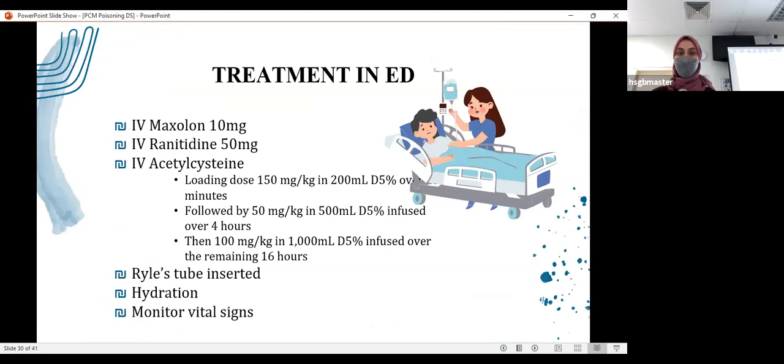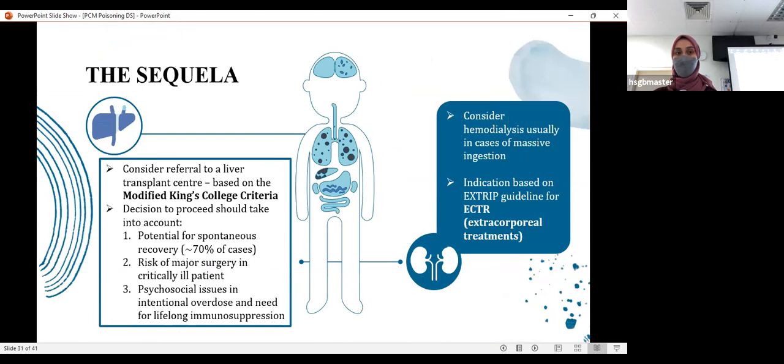Alright, so what can you give in ED? You can give Maxolon, ranitidine, and you can start NAC. If you want to give charcoal, you can give it via NGT, or if the patient can take it orally, you can give it orally. You can consider hydration and monitor vital signs. For the sequelae of liver failure, you can consider referral to a liver transplant center based on the modified King's College criteria. You can also consider hemodialysis in case of massive ingestion.